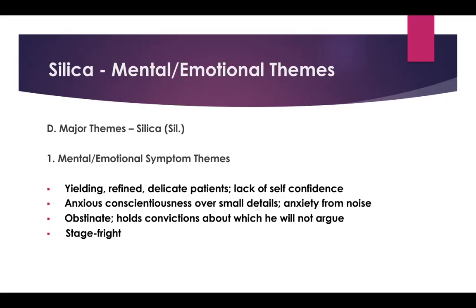So mental, emotional symptom themes. We've got yielding, refined, delicate patience, and then linked with that is lack of self-confidence. So we've got lots of things to do with anxiousness. So anxious, conscientious over small details, and anxiety from noise. And obstinate. So they hold to convictions about which he will not argue. And then stage fright is a single symptom.